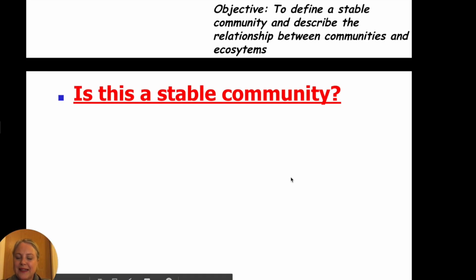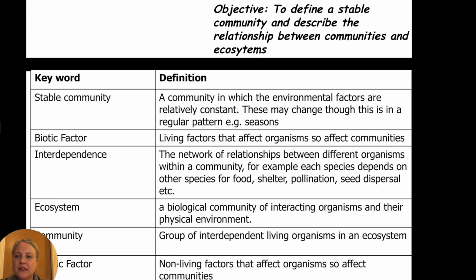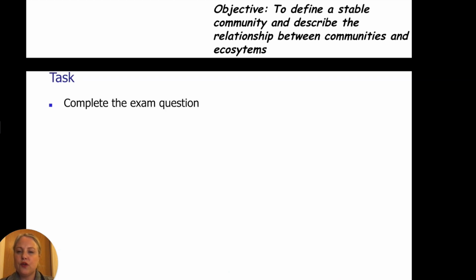So is this a stable community? Do you think that was an example of a stable community? So by now you should have gone through the definitions that we started with at the beginning of the lesson and gone through the keywords. We should be familiar with the terms ecosystem, abiotic and biotic factors, and interdependence, when all the living things rely upon each other, and the ecosystem is what we've mentioned as well. So community and stable community, what they mean, so make sure you've gone through all those definitions.